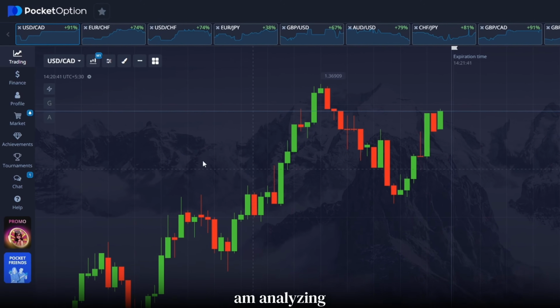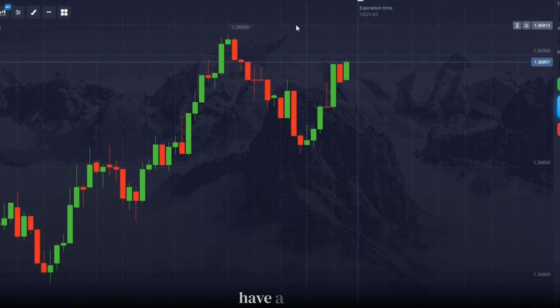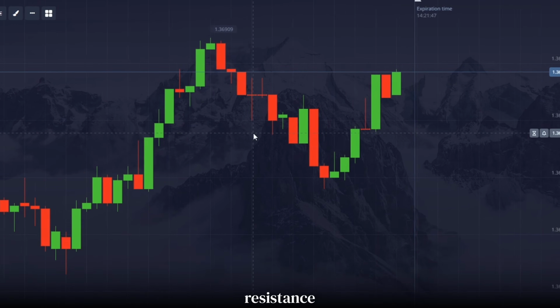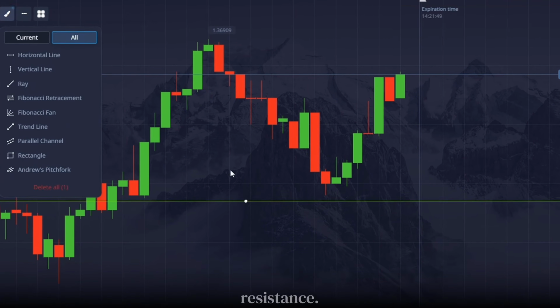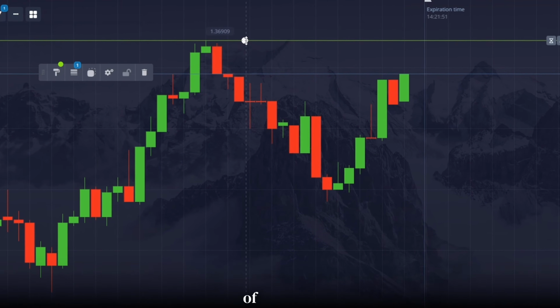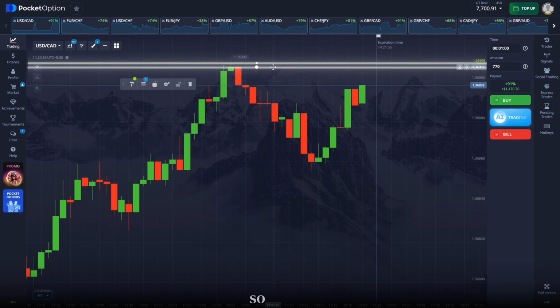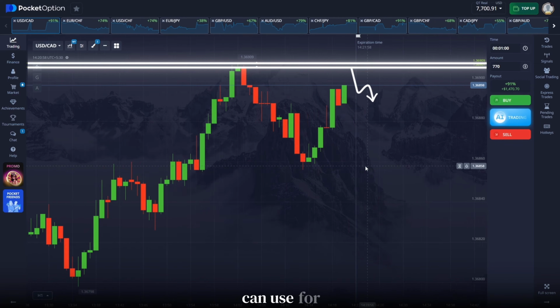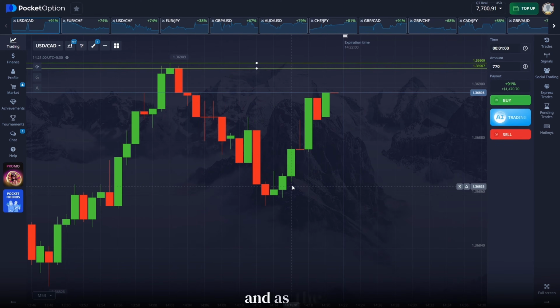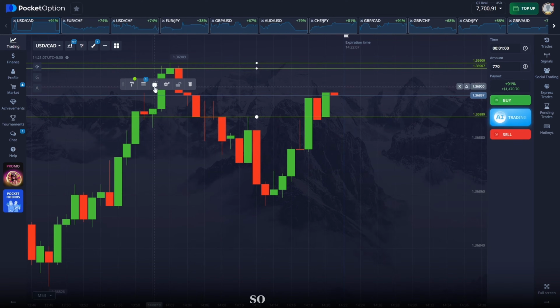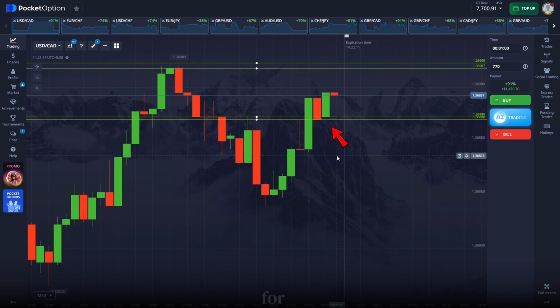Right now I'm analyzing USD CAD chart and I have a clear trading opportunity here. The price is approaching towards this resistance zone. It's a clearly visible resistance, so chances of reversal are really high here. Let me first draw the zone. So this is the resistance zone that I can use for a reversal trade. And as the price is going in the upside direction, we can also use the recently formed support also. So this is recent support and I can use this zone for a reversal as well.